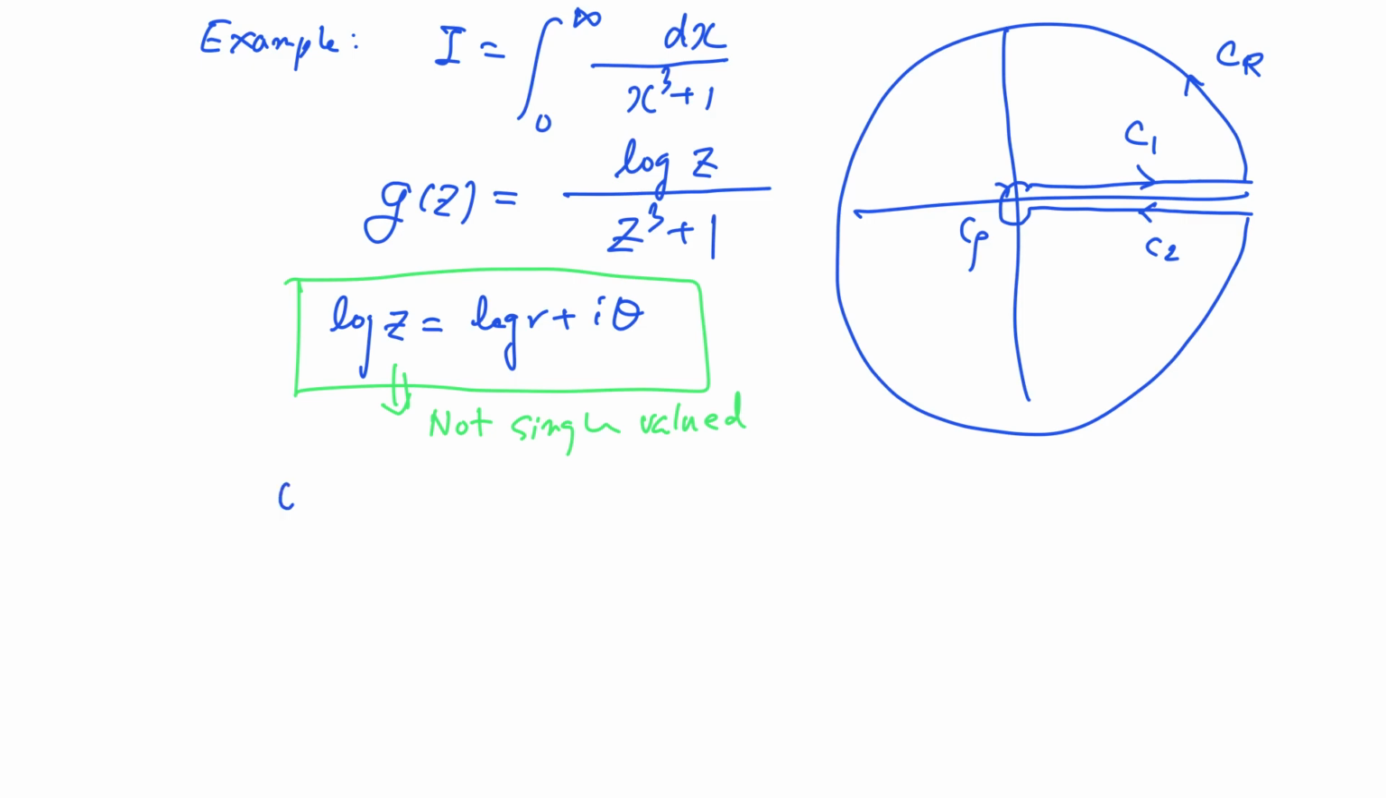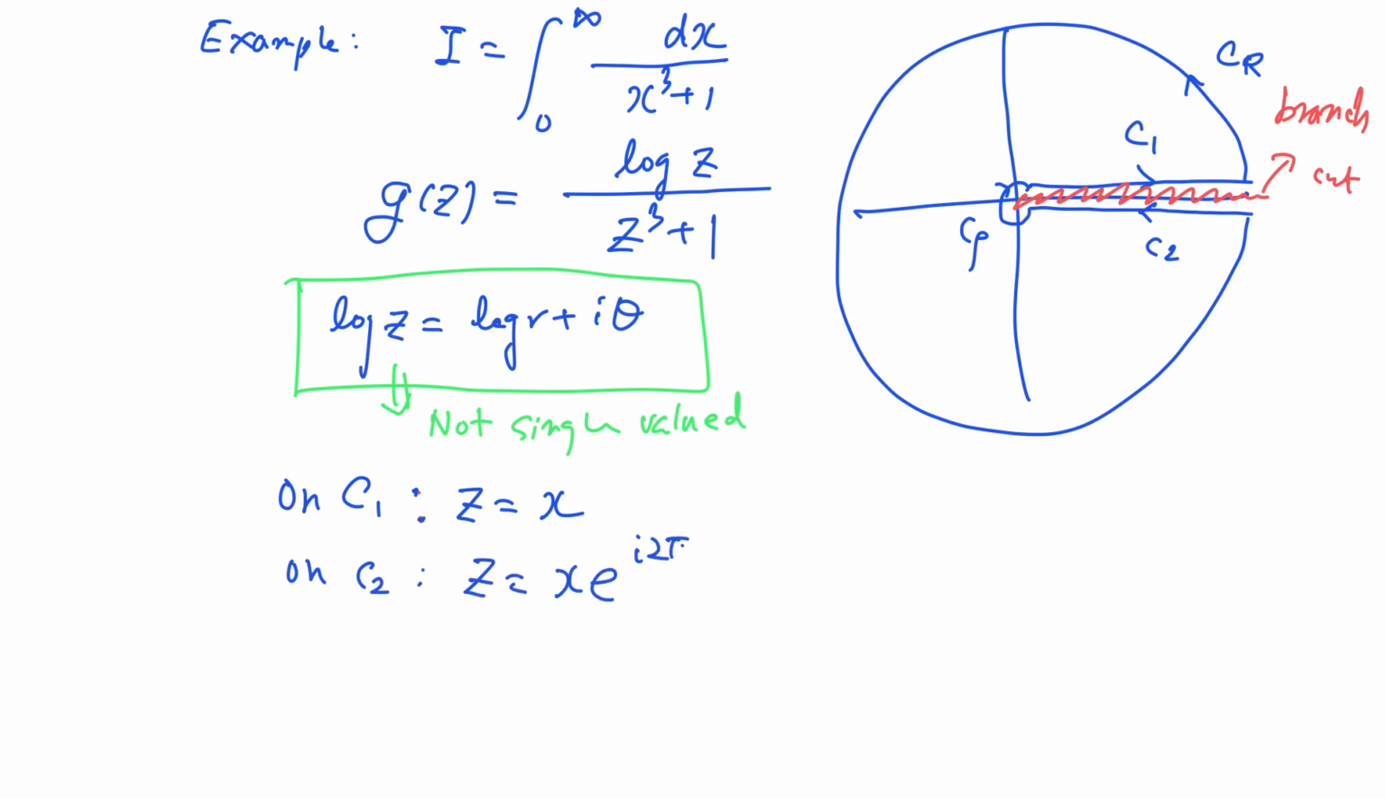So on C1, we have a branch cut here. On C1, z is x, right? On C2, z is x times exponential i 2 pi. So C1 and C2. C1 is above the x-axis. So this is the x-axis. On C1, which is just above the x-axis, you can say z is x, right?